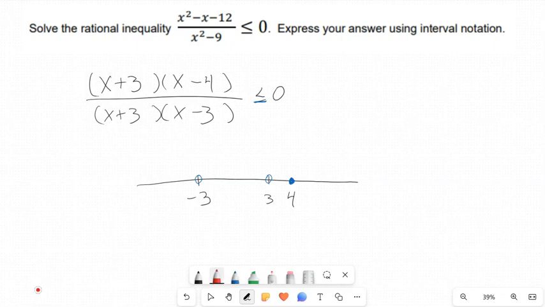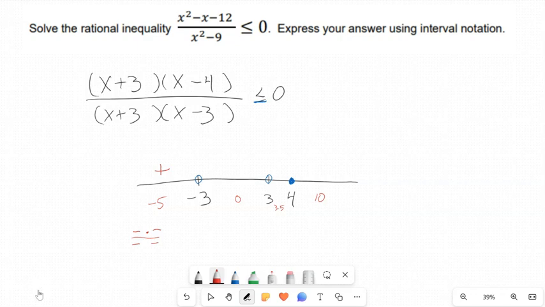Now that we have those numbers on the number line, we want to go through and test the intervals in between each of these critical numbers. And I'm just going to do sign analysis for this one. So when I plug in negative 5, negative 5 plus 3 will be negative. Negative 5 minus 4 is negative. Negative 5 plus 3 is negative, and negative 5 minus 3 is negative, and 4 negatives makes a positive number.